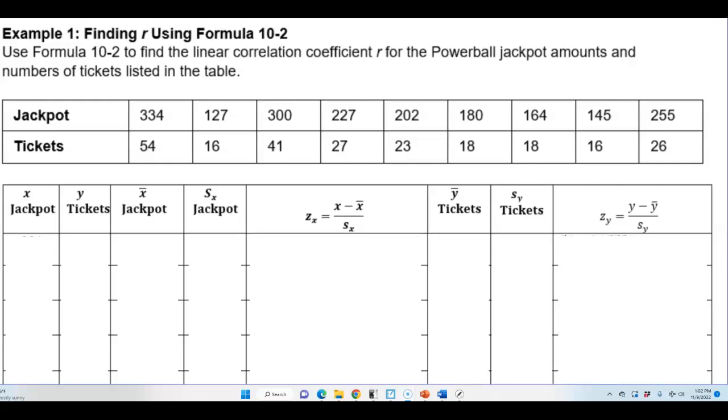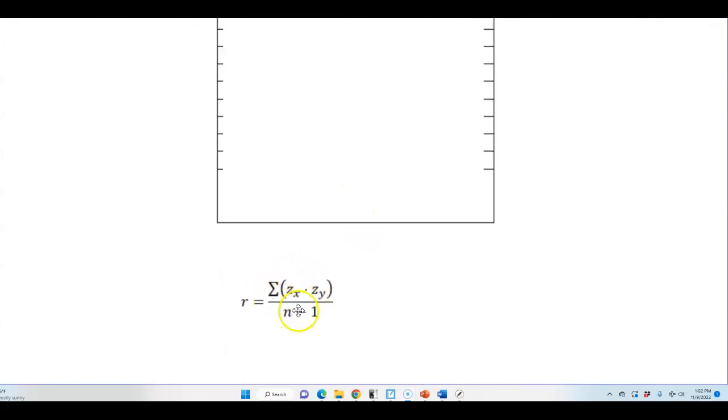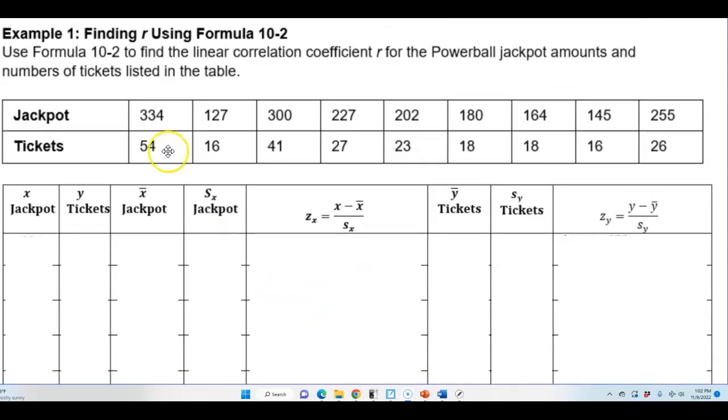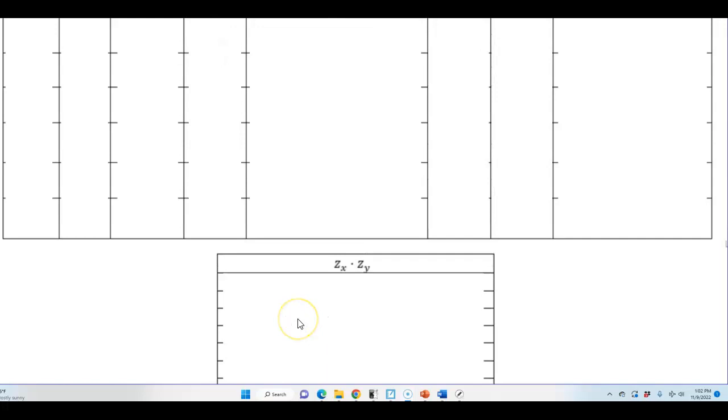Okay, example 1, finding R using formula 10-2. We're going to use formula 10-2 to find the linear correlation coefficient R for the Powerball jackpot amounts and numbers of tickets listed in the table. So if we come down here, this is formula 10-2. R is going to equal the sum of the z-scores for the x times the z-scores for the y over n minus 1, where n is the sample size.